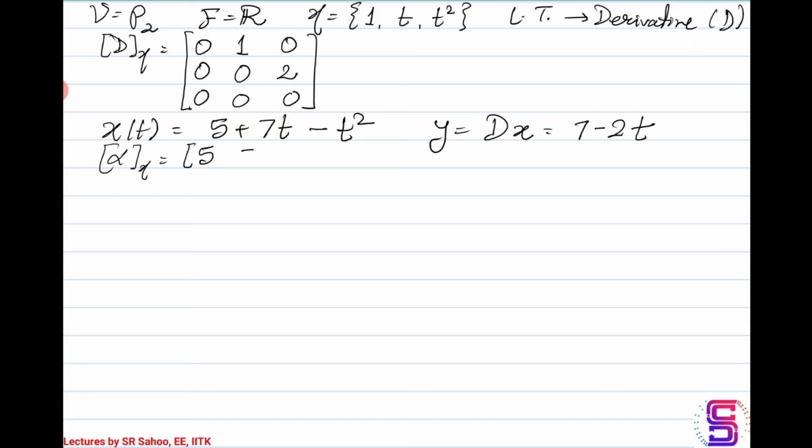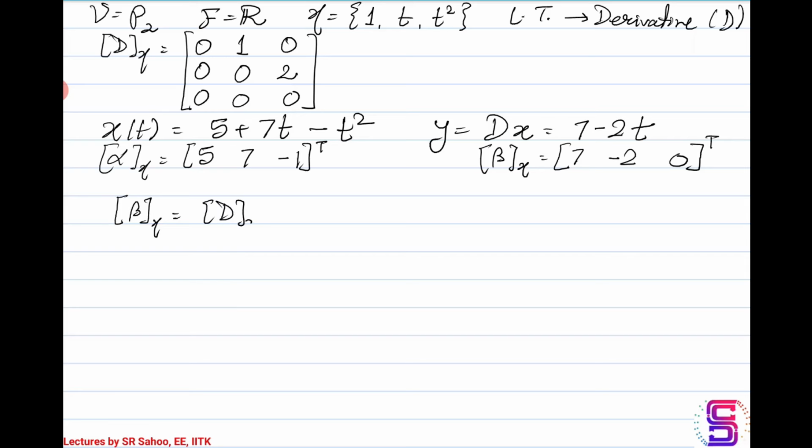5, 7, minus 1. The coordinates here are what? 7, minus 2, and 0. Right? So let's see if we can relate these coordinates beta and alpha with the matrix multiplication D, the matrix representation D. So the relationship that we got was essentially this.